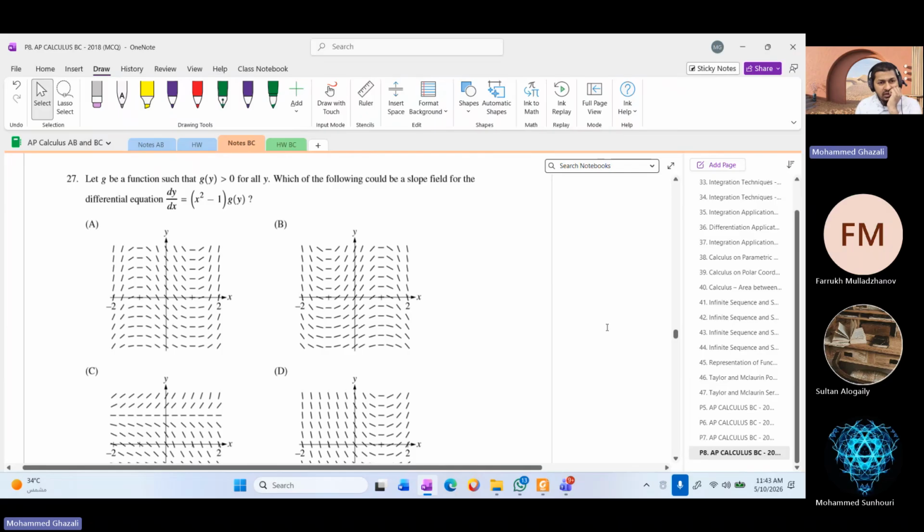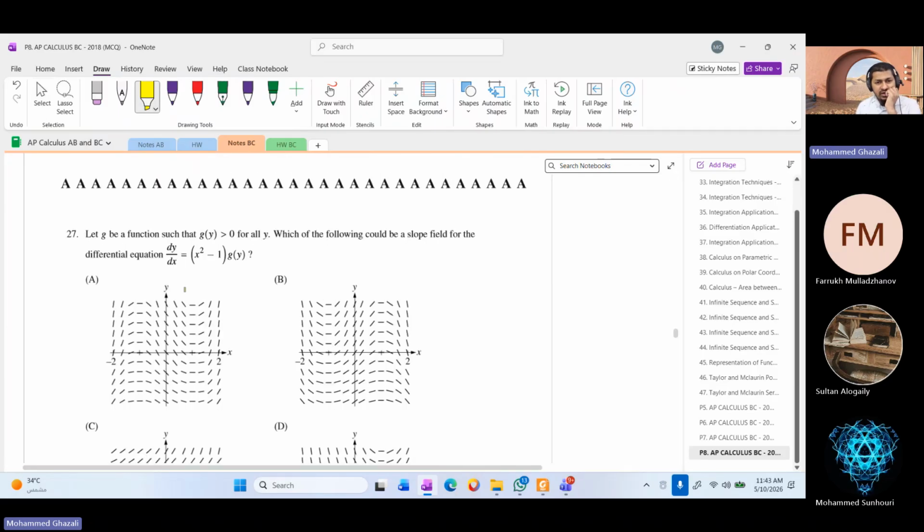Let's look at this question here. Let g be a function such that g of y is positive. Very important: g of y is positive. When will you get something that's always positive? Maybe x squared, right? For all y, g is always positive. So maybe y squared plus 1. For any y value, this is always positive. Does that make sense?